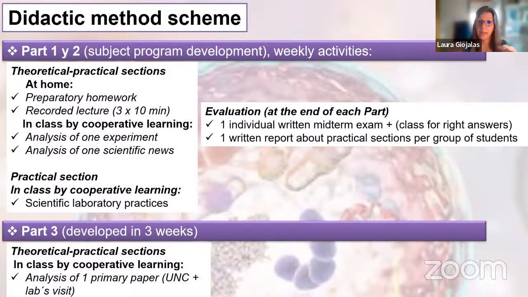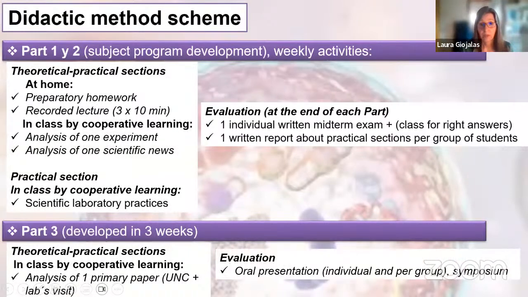They can know the lab, the office. For instance, they can see the microscope where the pictures they saw in the publication were taken. So it's a very interesting experience for the students also. And the evaluation of this stage is the oral presentation, individual or per group, in the way of a symposium.